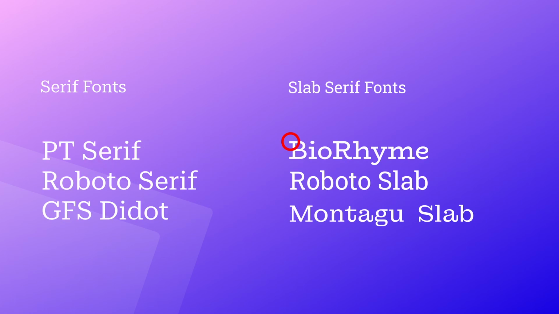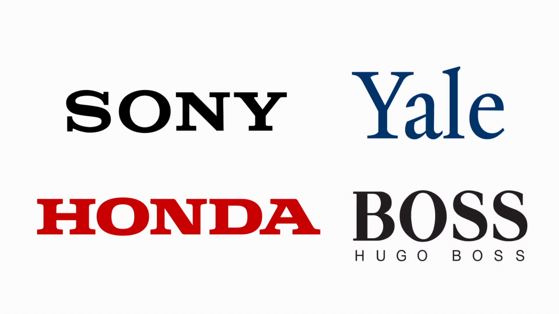The main difference here is that slab serif fonts have thicker, more prominent serifs compared to regular serifs. These thicker serifs are balanced with the main strokes of the letters, making them stand out more. Slab serif fonts are often used for headlines and logos, including those of well-known, long-standing companies.